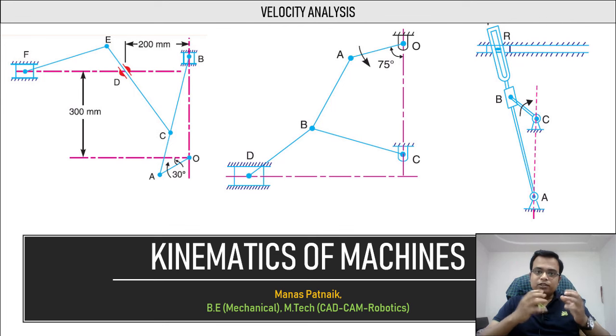And guys, we're kicking off with a brand new series on theory of machines. I've designed this module into two parts. In part 1, we'll talk about kinematics of machines, and in part 2, we'll see dynamics of machines. It has a whole lot of subtopics, but in today's lecture, we'll kick off this session with the velocity analysis of a four-bar mechanism.